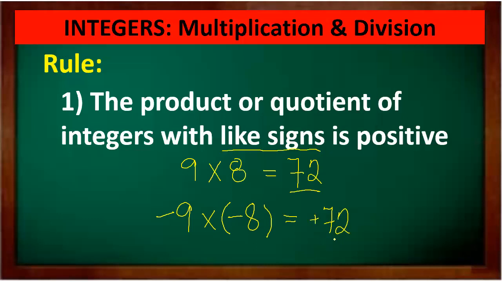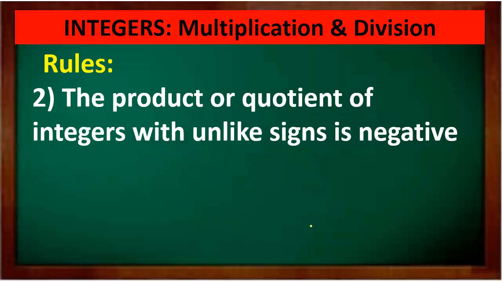So usually pag positive naman, hindi na natin nilalagay yung sign in front. Ito pinakita ko lang sa inyo. So 72 pa rin yung answer natin. Still, it is a positive 72 yung product natin. Bakit? Because 9 has a negative sign, 8 has also a negative sign. So like signs sila. So therefore, ang answer natin will be a positive. Okay? So yan po ang ibig sabihin ng first rule natin. The product or quotient of integers with like signs will always be positive. Now let's go with the second rule.